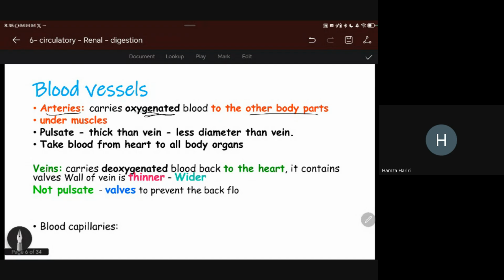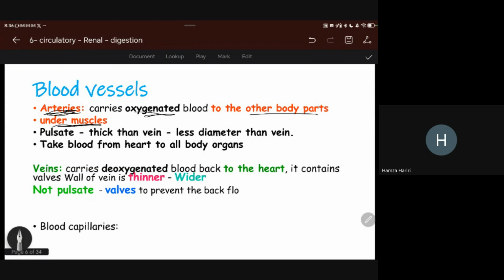and usually you will find arteries under muscles. Why? So that the muscles can protect them. Because if any cut happens to an artery, a lot of blood can be lost. Why so? Because arteries carry blood under very high pressure. So if a cut happened to the artery, we're going to lose a lot of blood in no time, because it carries blood under what? Under very high pressure. That's why they're found under muscles as a form of protection for the arteries.